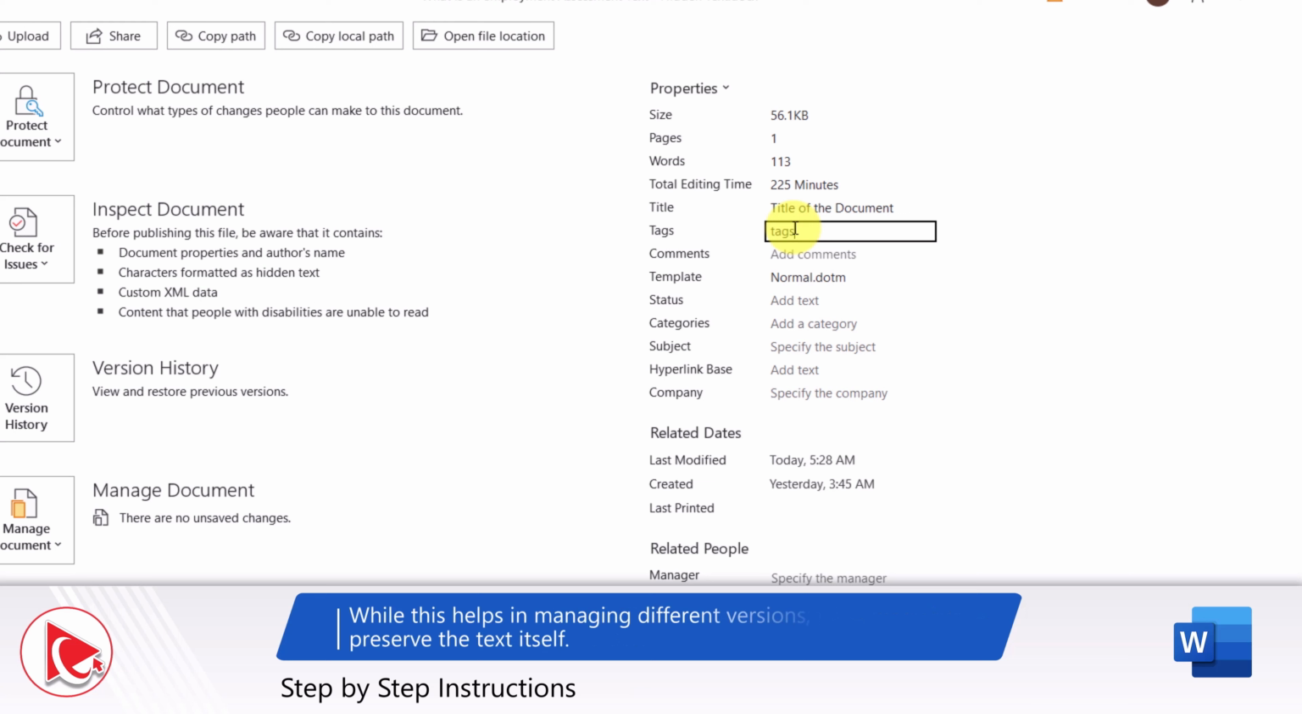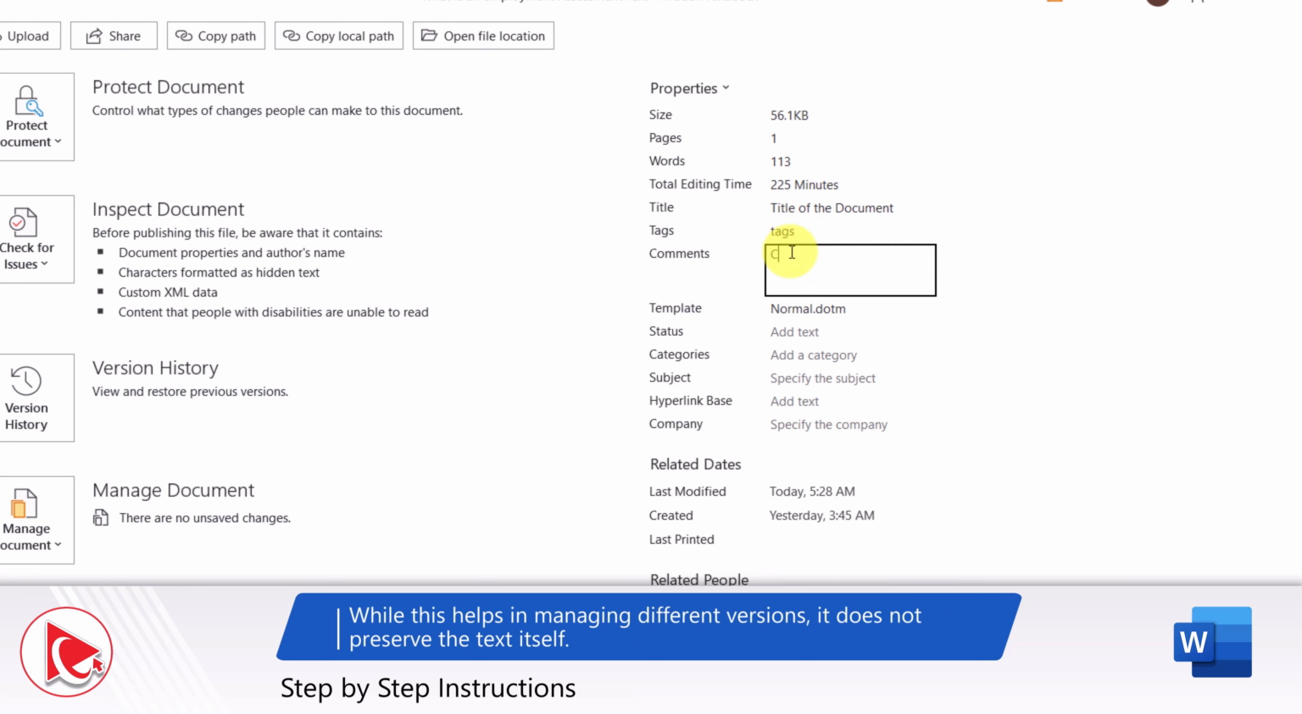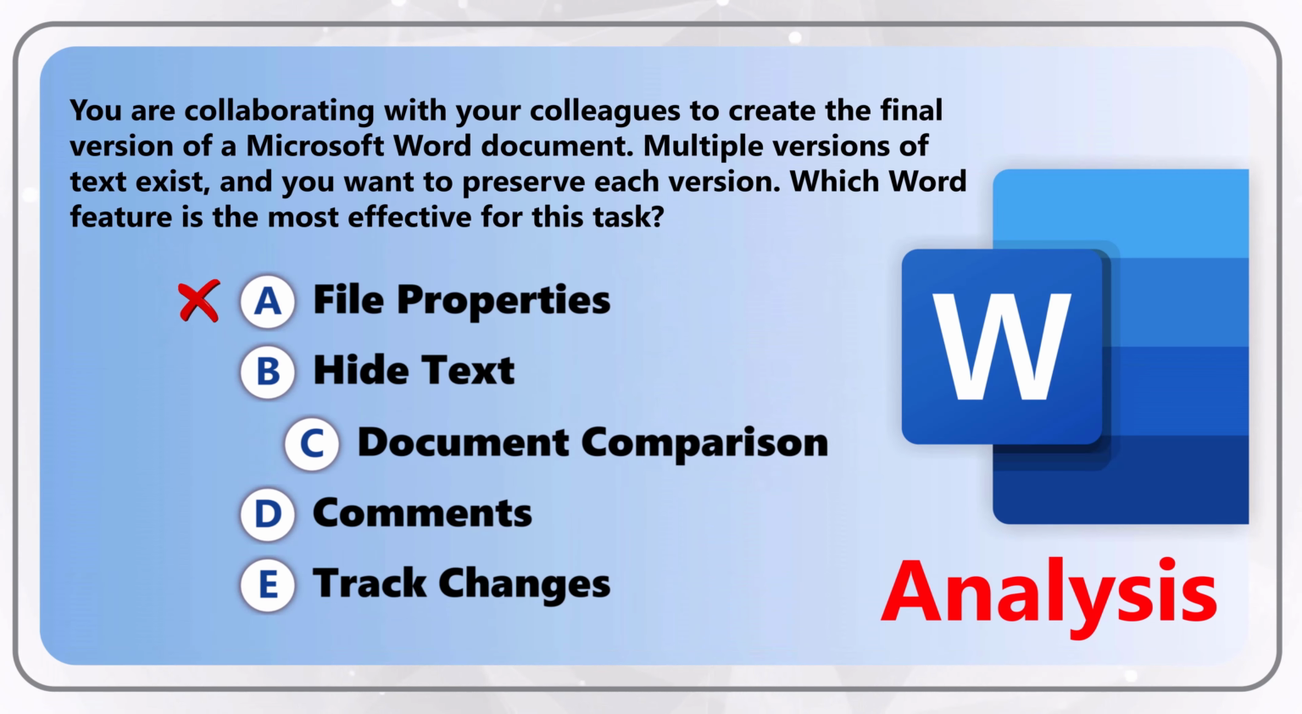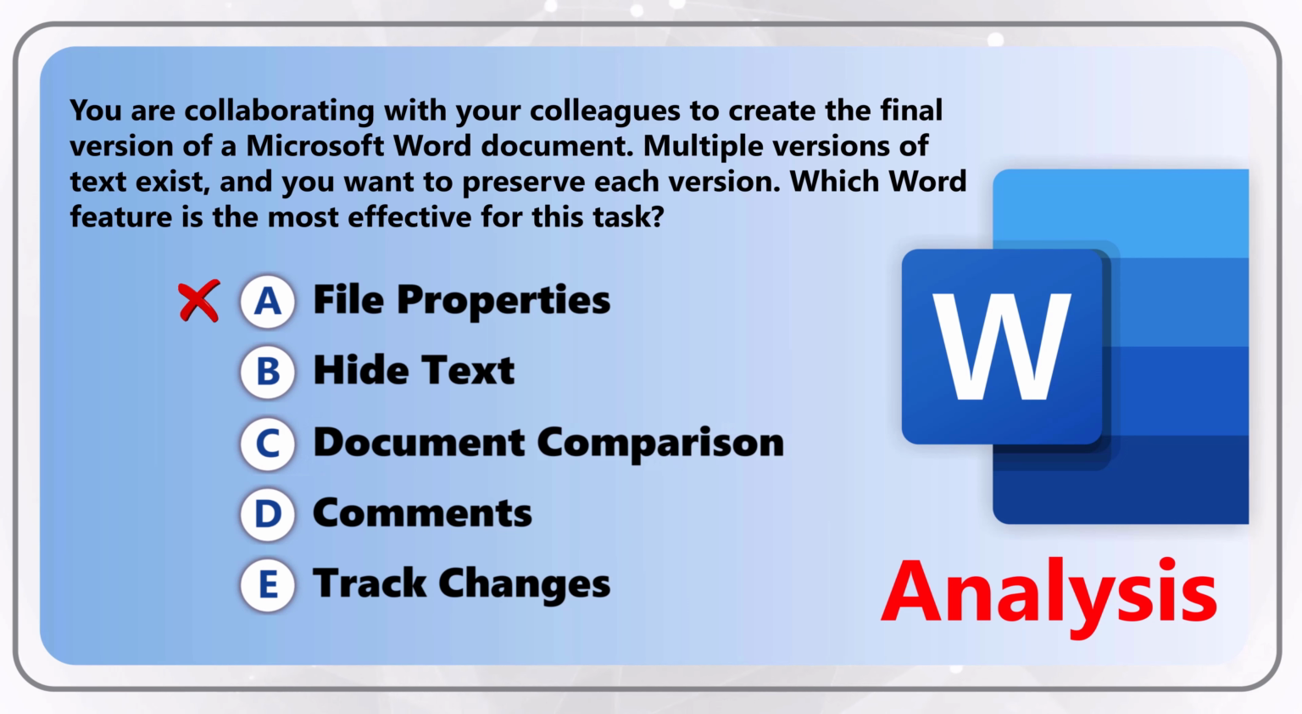I think this is a helpful feature to manage different versions of the document, but it does not preserve the text itself. So I think this is an incorrect choice. Let's look at choice C, document comparison. I think this choice is also incorrect.